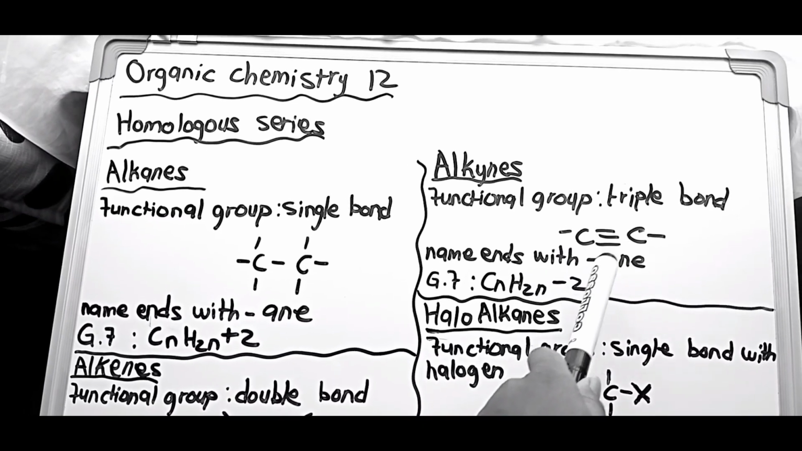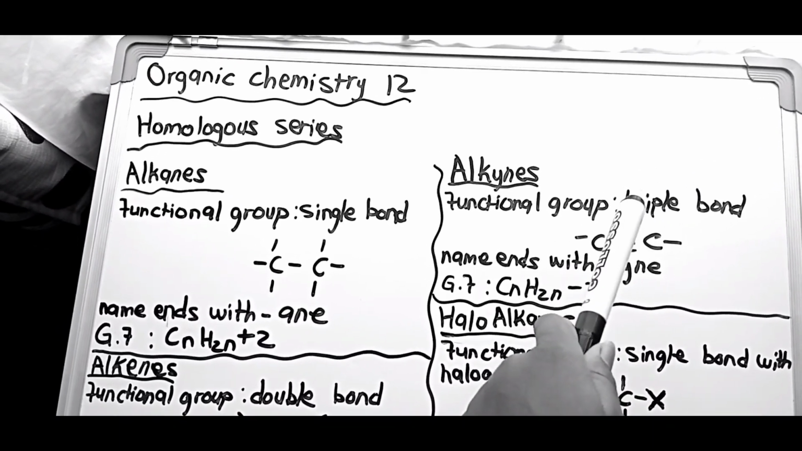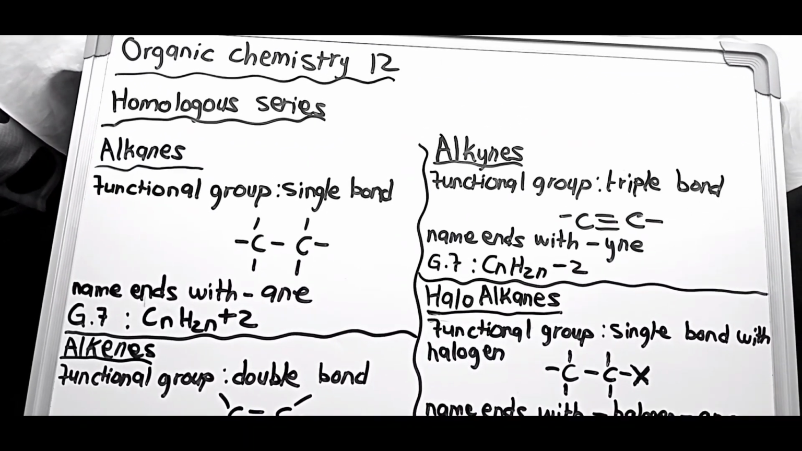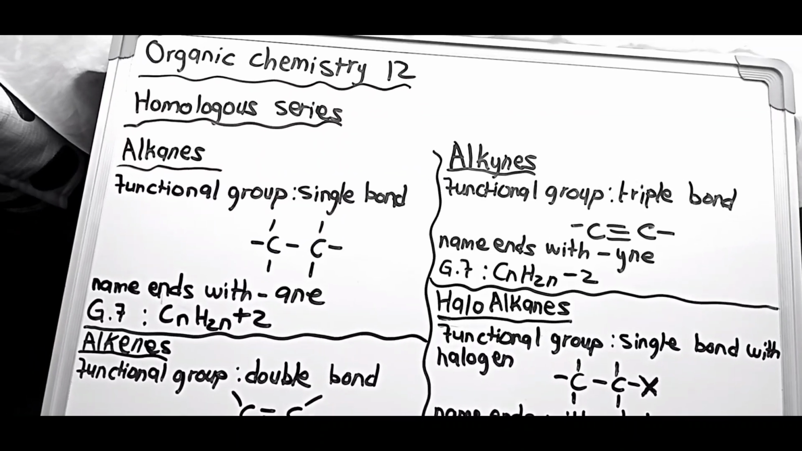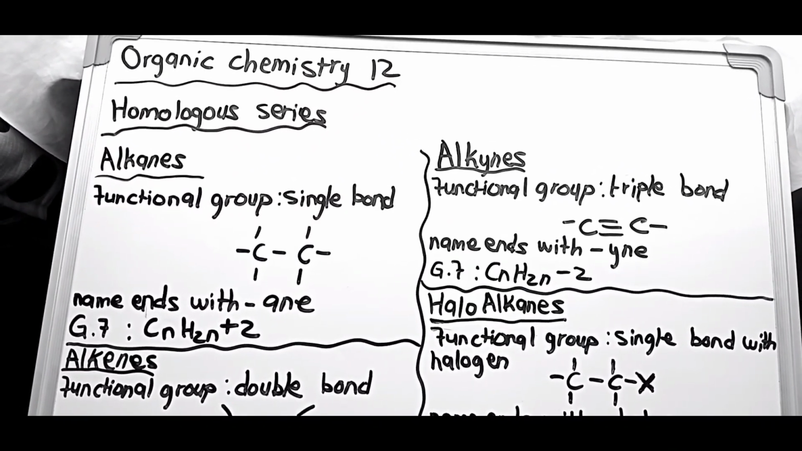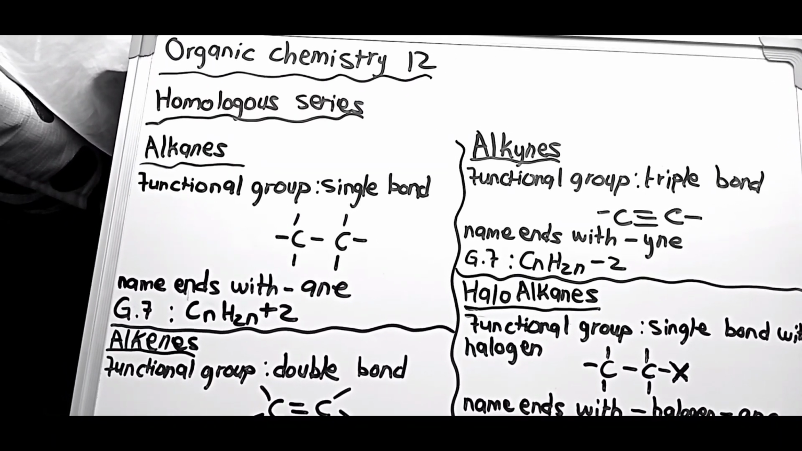This is the triple lines which represents the triple bond, right? The name ends with "-ine", pentine, hexine, methine, and so forth. The general formula for the alkyne is CnH2n minus 2.